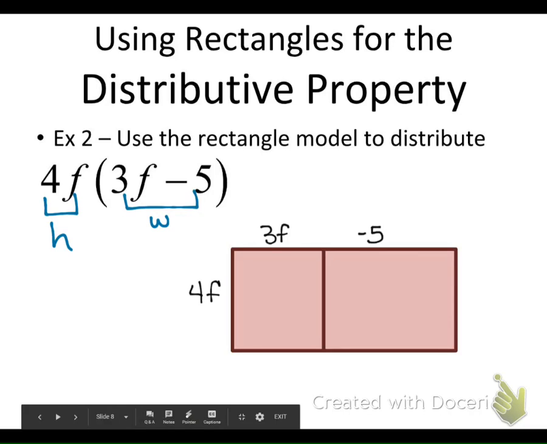Okay, so once I do that, I'm ready to find the area of each section. So I come into my section. I'm going to take area equals, what do I plug in here? 4f times 3f. So we're going to take our height times our width.